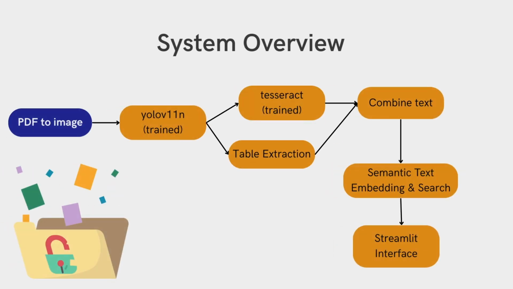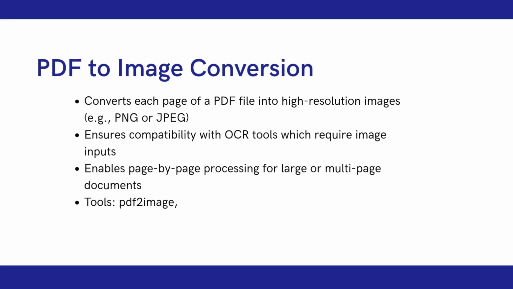Let's get more details on the system overview. First, it's the step of PDF to image. We convert each PDF page into an image using a tool called pdf2image. This is important because an OCR tool like Tesseract can only read from images. This method helps to support many pages and gives high quality results.